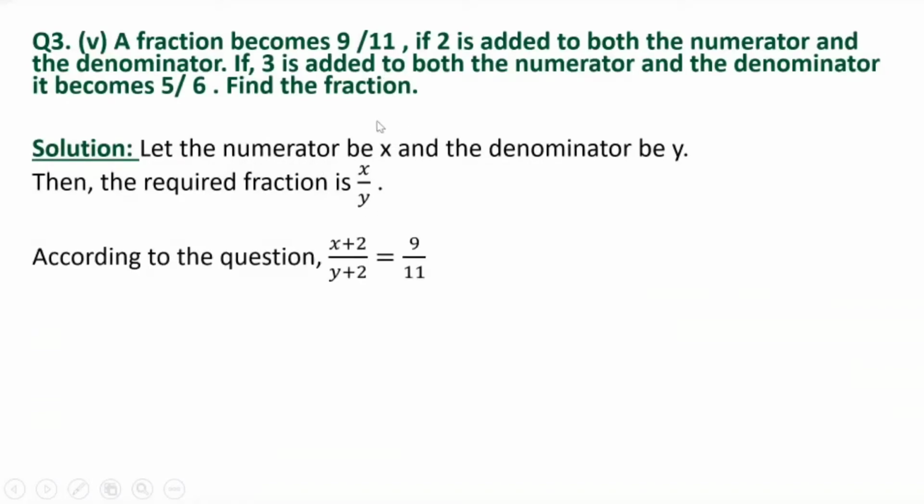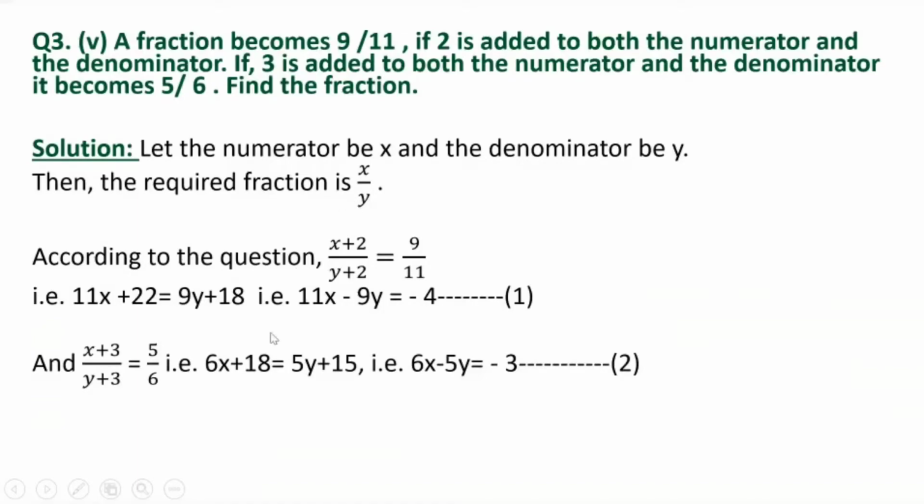So this becomes my first equation. I'll cross multiply, simplify it to get the first simplified equation as 11x minus 9y is equal to minus 4. Exactly same way, I will get the second equation by adding 3 to both numerator and denominator and equating it equal to 5 by 6. The second equation will come out to be x plus 3 upon y plus 3 is equal to 5 upon 6, which will again simplify to give me 6x minus 5y is equal to minus 3. So I have got these two equations.